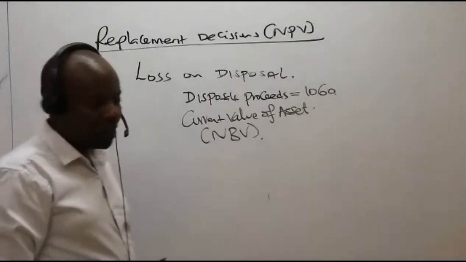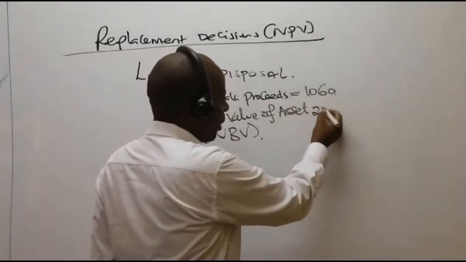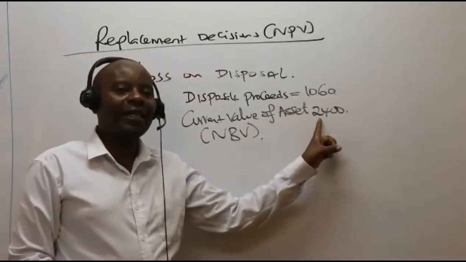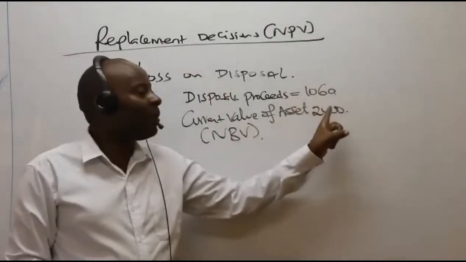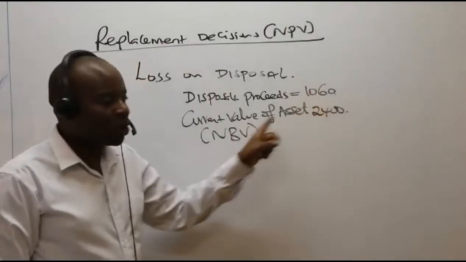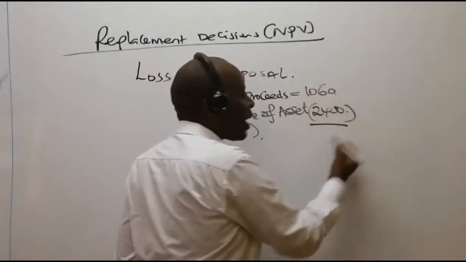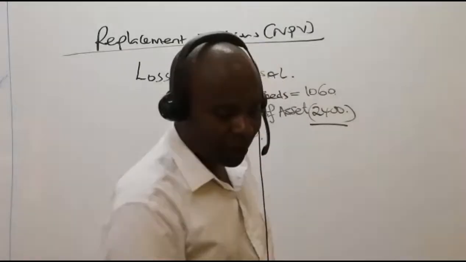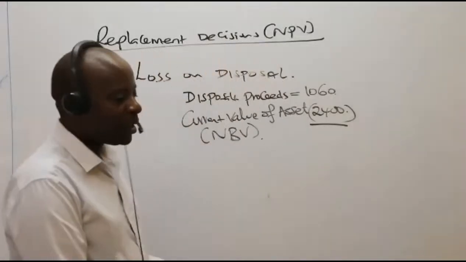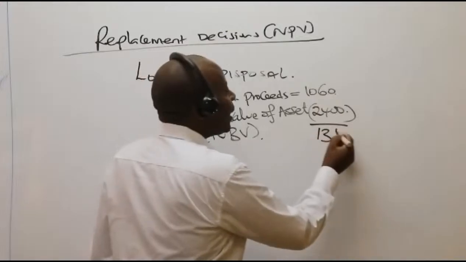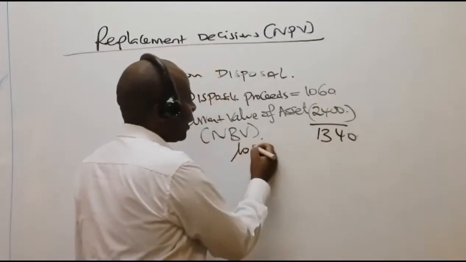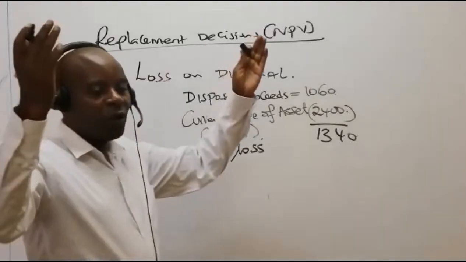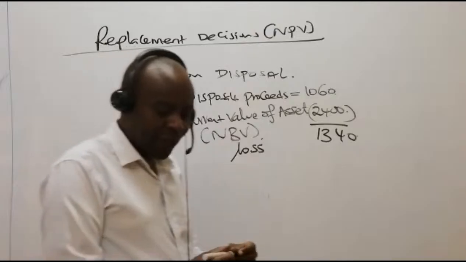So the net book value here, you guys gave me a figure of 2,400. You can see, ladies and gentlemen, that an asset that is worth 2,400, we are selling it for a paltry amount, a smaller amount of 1060. So when I subtract like this, what am I going to get? So you can see that we are making a negative profit. A negative profit is basically a loss. So a loss of 1340. That's how I expect you to do it.